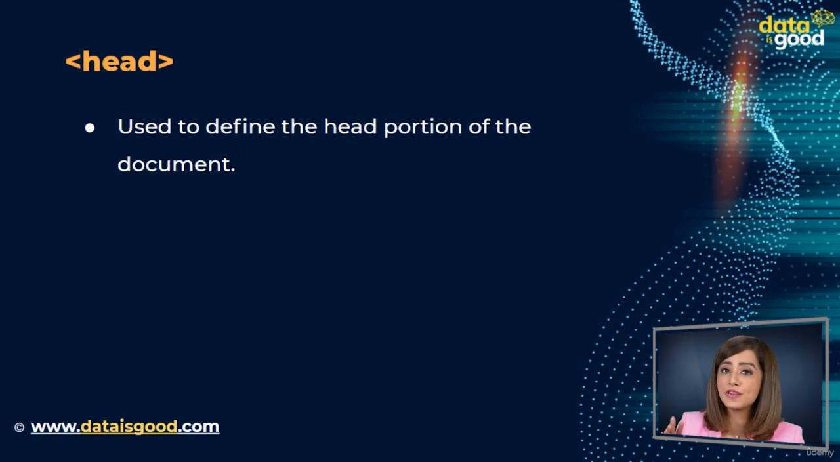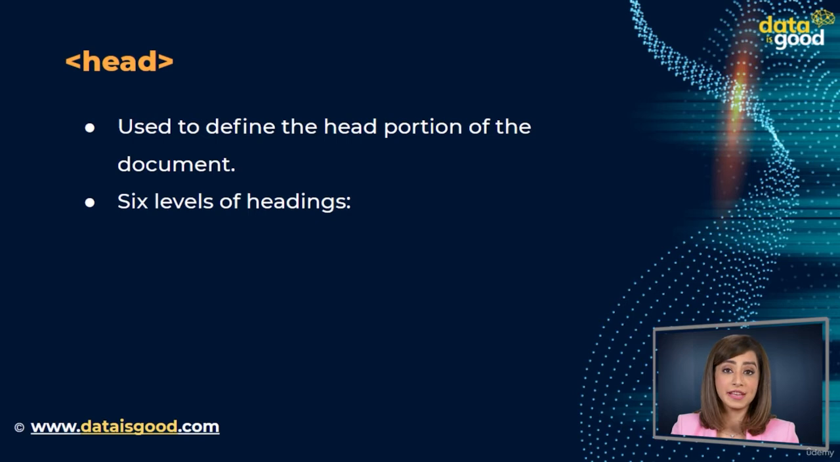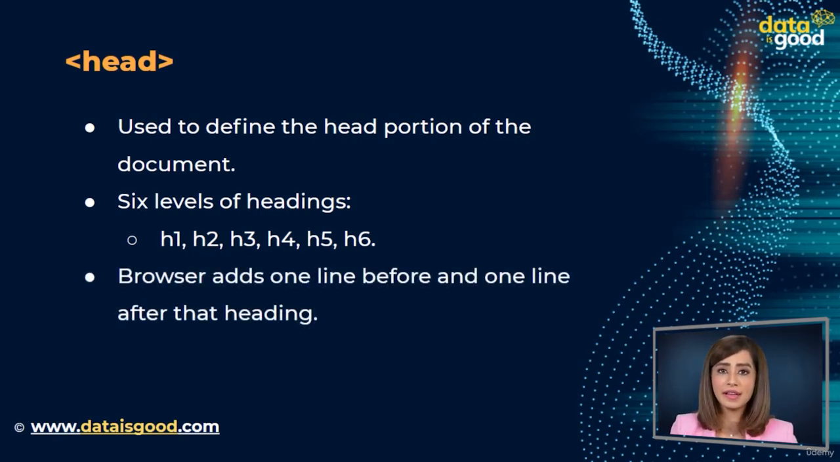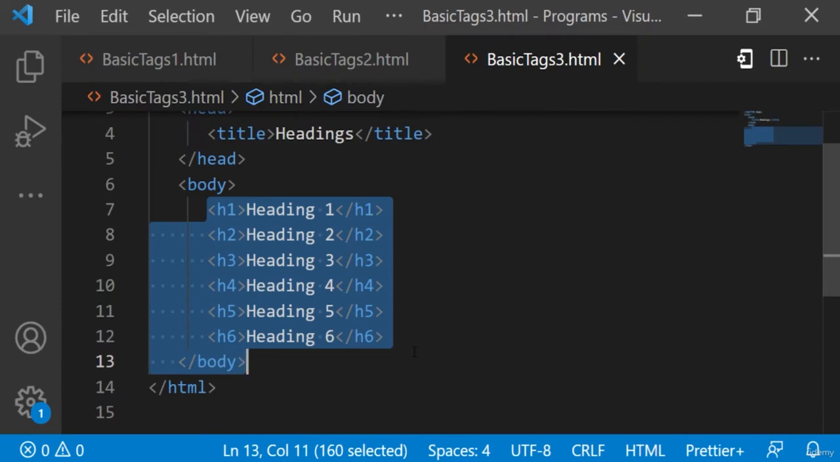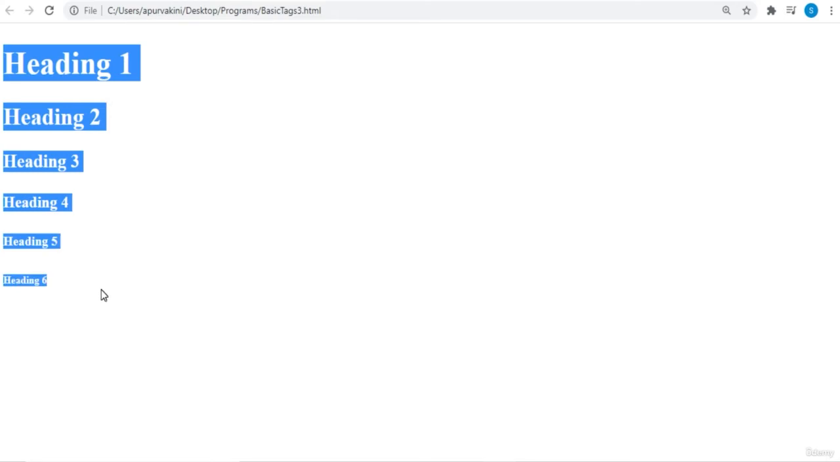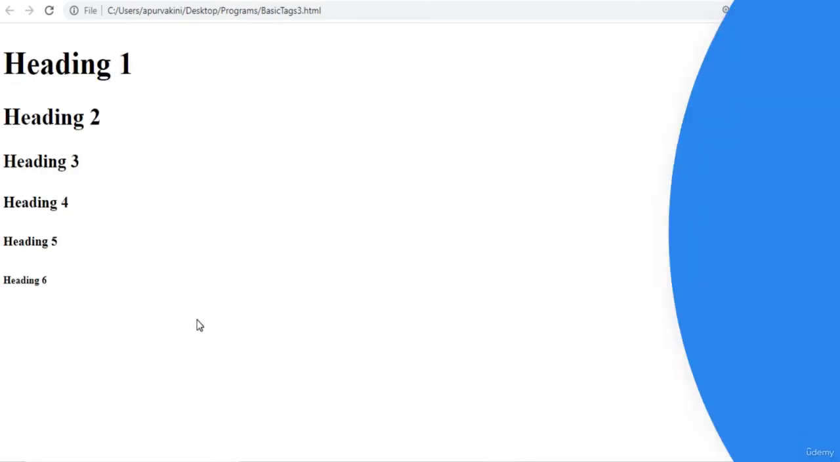We can make use of different headings. In HTML, there are 6 levels of headings which can be used for the elements: H1, H2, H3, H4, H5, and H6. Whenever we display any heading, the browser adds one line before and one line after that heading. Here's an example. Save this file again, and we have an output on the screen where we can see the different types of headings shown in the output.